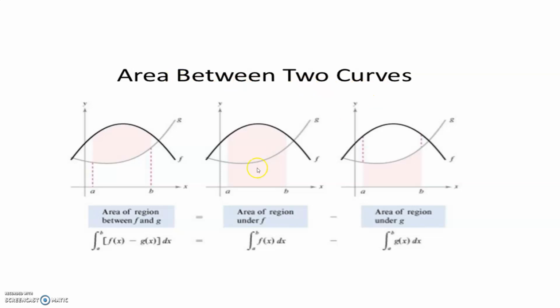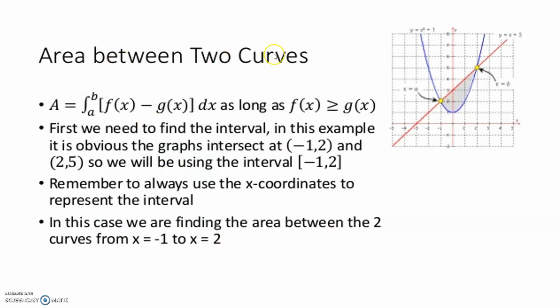Area between two curves, we must note: lower limit a, upper limit b, f of x minus g of x dx. Area of the region under f is a to b, f of x dx. Area of the region under g is a to b, g of x dx. That is important. Now, area between two curves, we must know that capital A is equal to lower limit a, upper limit b, f of x minus g of x dx, as long as f of x is greater than or equal to g of x. First we need to find the interval.